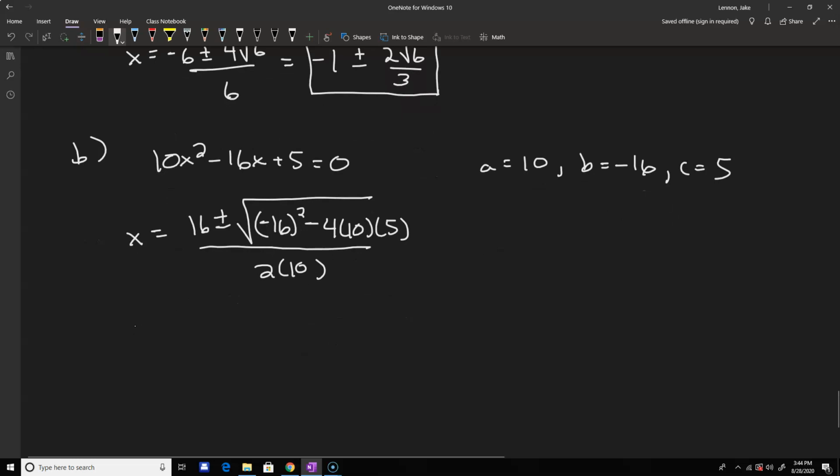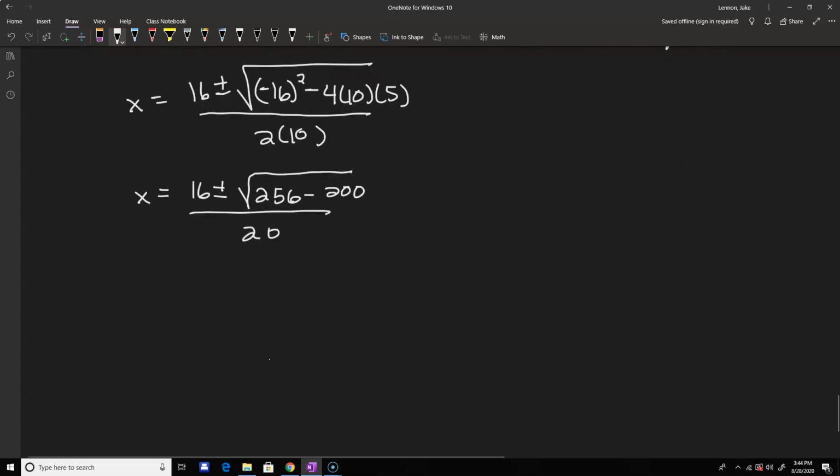Okay, so let's go ahead and simplify. So x here is going to be 16 plus or minus the square root of 256 minus, so that's 20 times 10, 200, over 20. So we get x equals 16 plus or minus the square root of 56 over 20. Again, I'm fine if you stop there, but if you do want to simplify it under the radical, let's go ahead and do that just for practice.